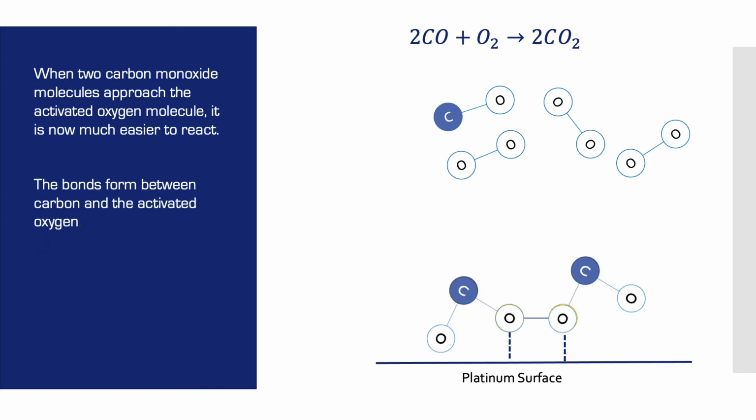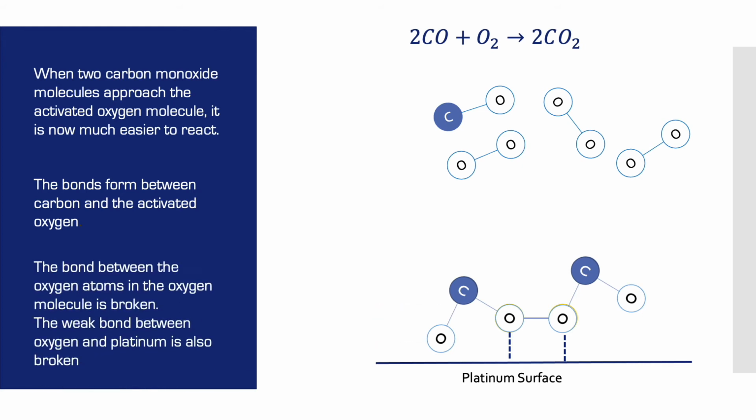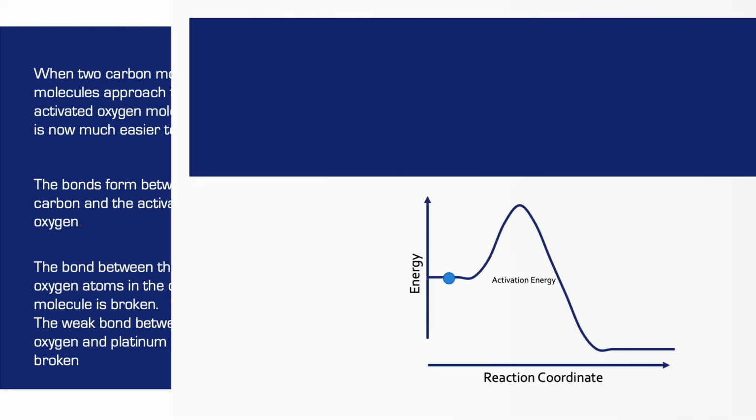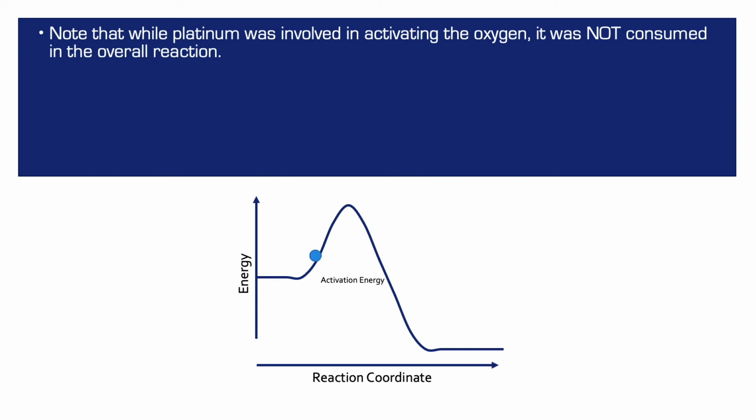The bonds form between carbon and the activated oxygen. The bonds between the oxygen atoms in the oxygen molecule are broken. The weak bonds between oxygen and platinum are also broken. Note that while platinum was involved in activating the oxygen, it was not consumed in the overall reaction.